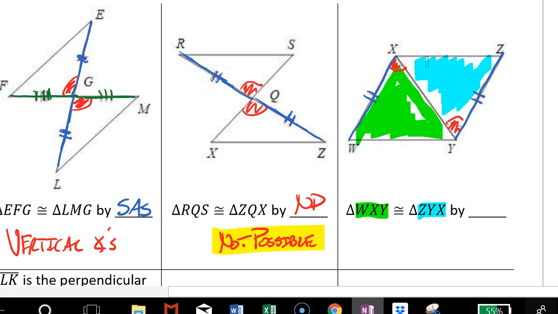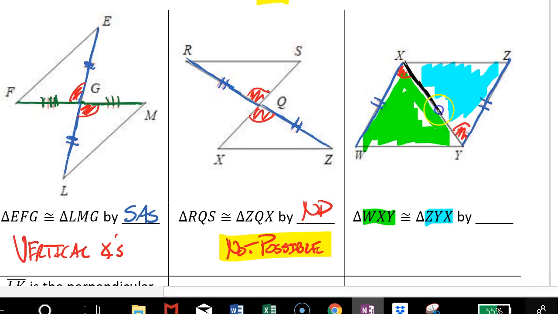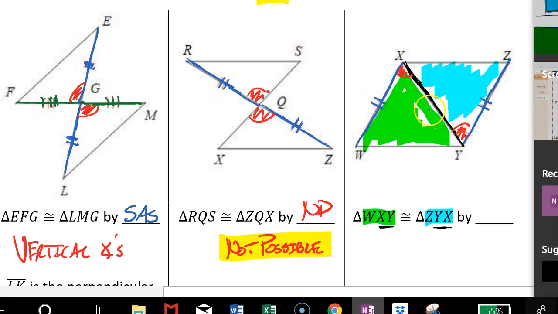triangle. Now, if you notice, these 2 triangles share a side. That side is side XY. We can see that in the congruency statement as well. Well, if this side is in both triangles, technically it is congruent to itself.